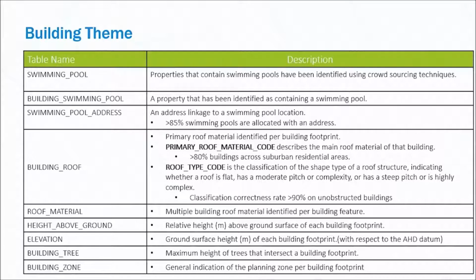Regarding roof attributes of a building, so the eave height, the material of the roof, and also its type, whether it's a steep or a complex roof type, this information can be found in both the building roof and roof material tables. So the building roof table provides the primary roof material code and the roof type code for each building. The primary roof material describes the main roof for that building.